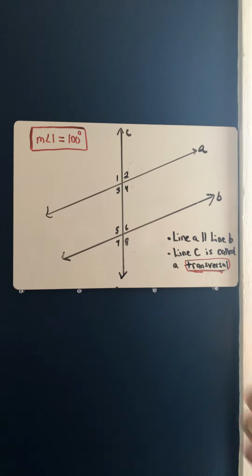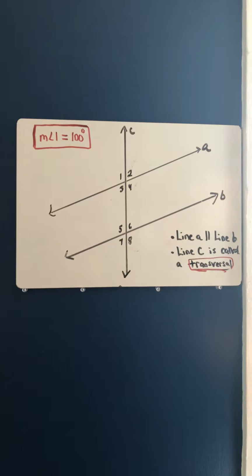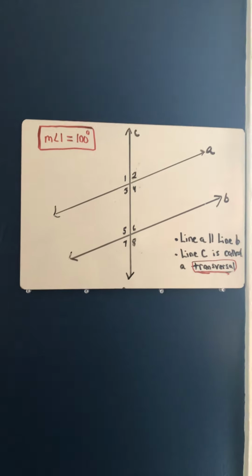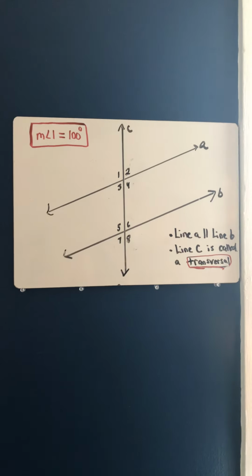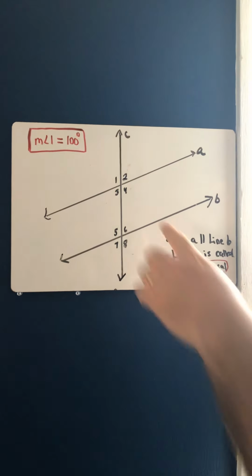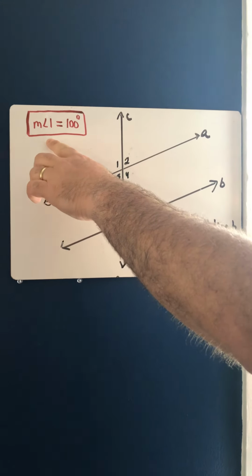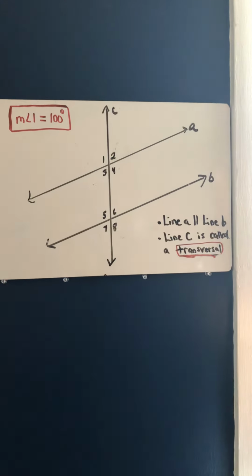And so when this happens, we end up with 8 angles in total. And that can be a little intimidating to have 8 angles at once, but there are some interesting patterns that we can recognize from these 8 angle measurements. So up here you'll note that it tells us that the measure of angle 1 is 100 degrees.